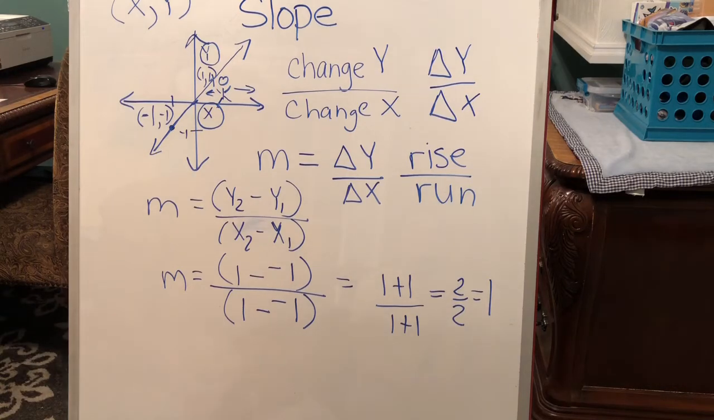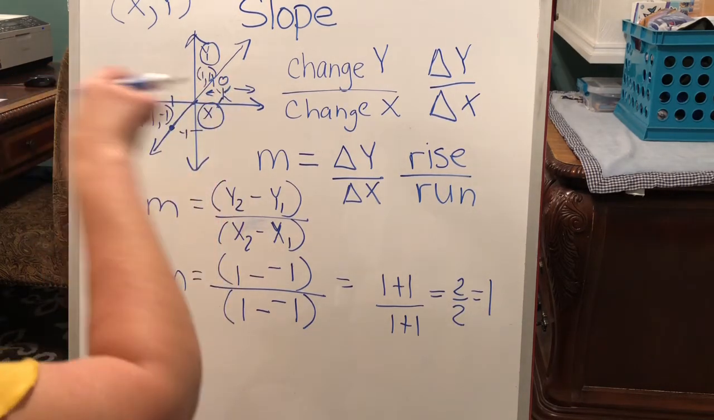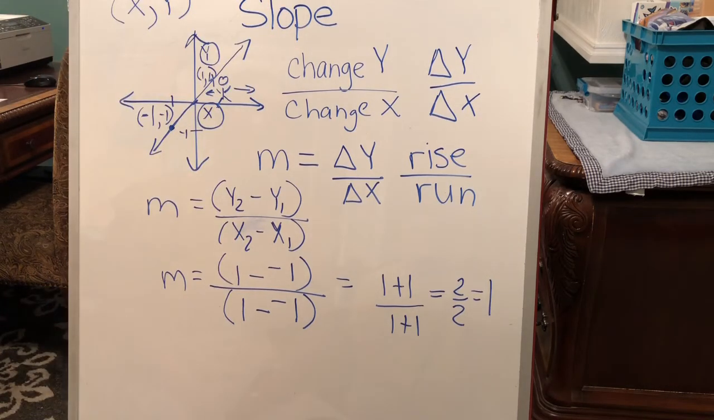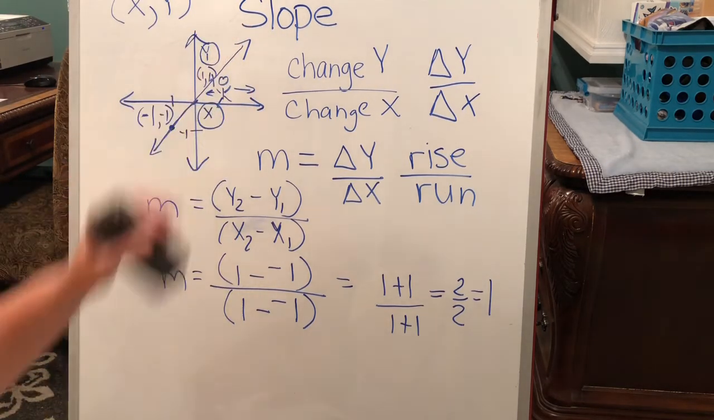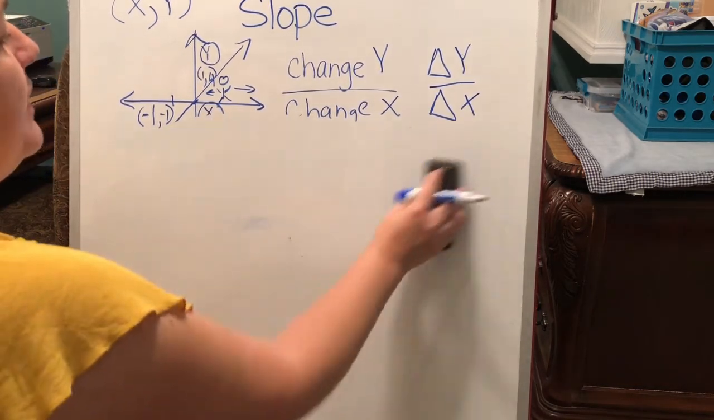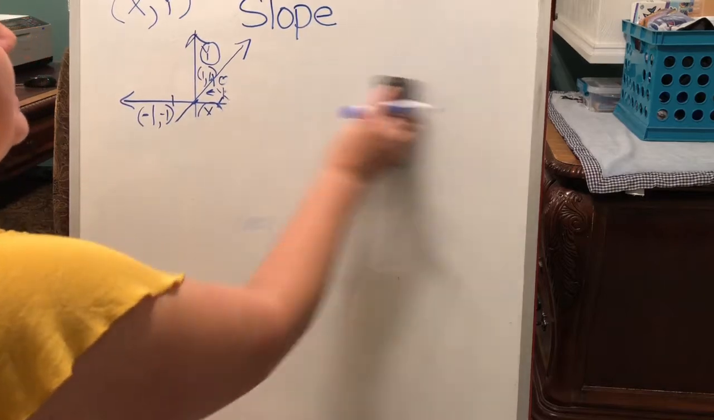We have a 1-to-1. For every 1 rise, we get 1 run. That is what we have for slope. Now let's talk about some general characteristics of slope.